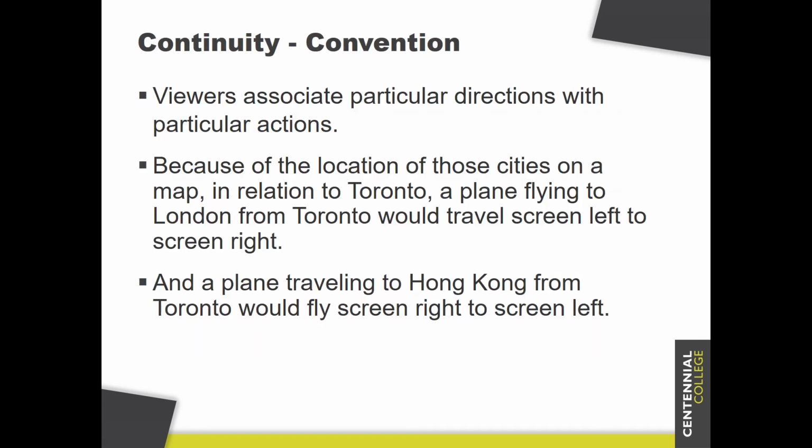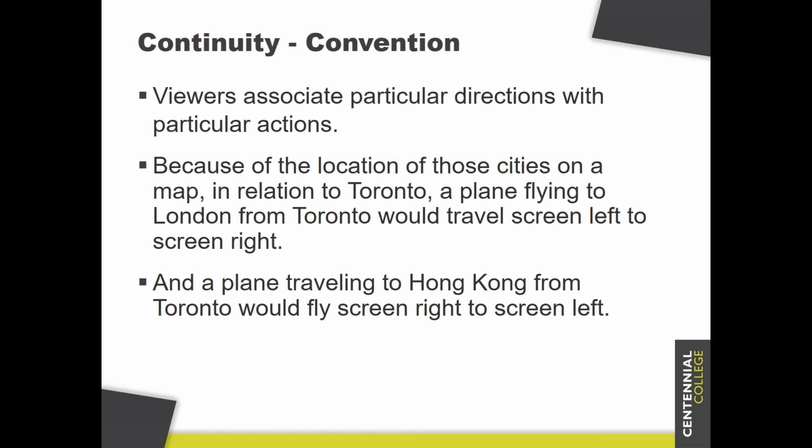If we take a look at a map, and we consider Toronto to be the center of the map, the center of the universe. I live in the center of the universe. If we consider Toronto to be in the center of the map, then London, England lies to the east of Toronto, right? We have to travel from the west to the east. So we're going to have to travel from the left-hand side of the screen to the right-hand side of the screen if we're looking at a map.